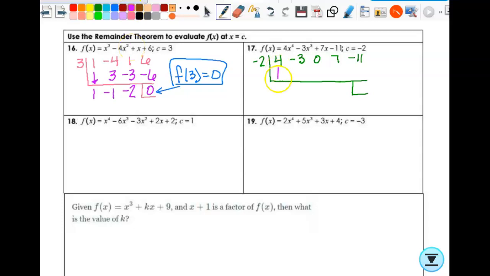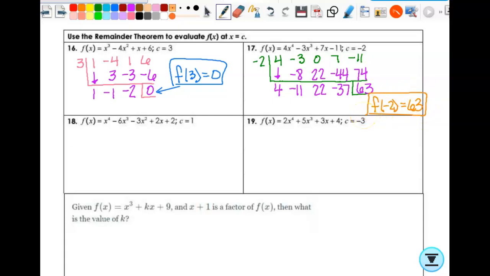Then I bring down my 4. Got -8, -11, 22, -44, -37, +74, and a +63 in there. So then that means that f of -2 equals 63.